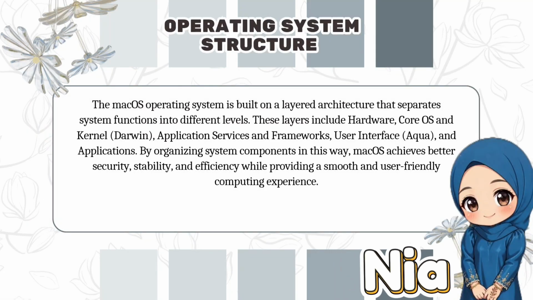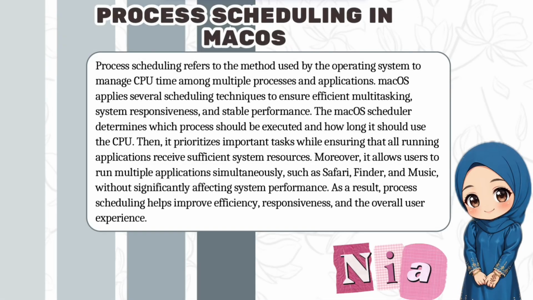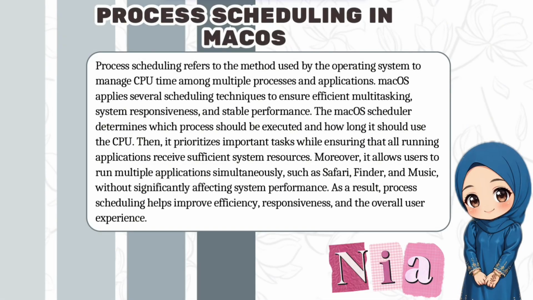Now I will explain the operating system structure. The macOS operating system is built on a layered architecture that separates system functions into different levels. These layers include hardware, core OS and kernel (Darwin), application services and frameworks, user interface (Aqua), and applications. By organizing system components in this way, macOS achieves better security, stability, and efficiency while providing a smooth and user-friendly computing experience.